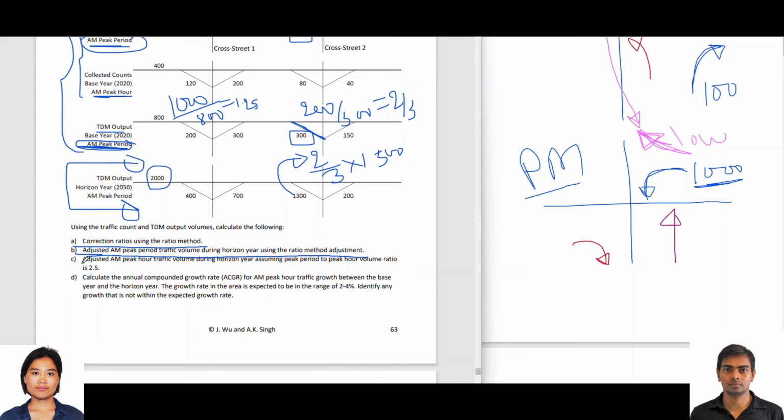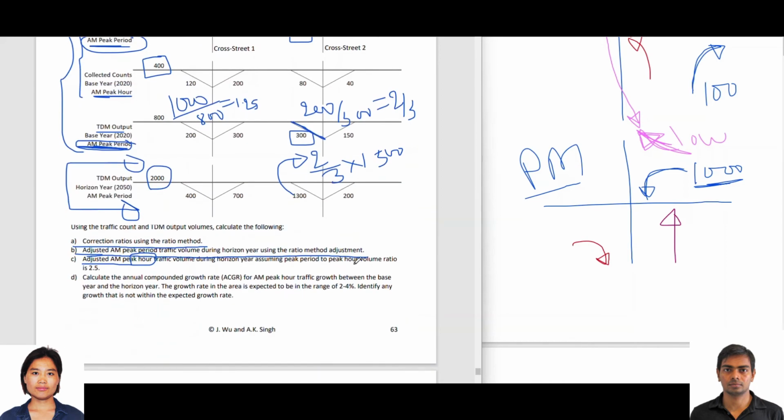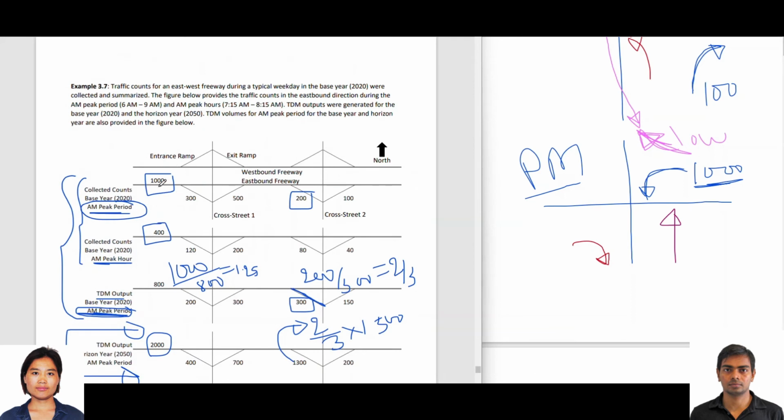Now the third part is to calculate the adjusted AM peak hour traffic. Now we are trying to convert period into hour. Usually we have a single conversion factor to convert peak period into peak hour, but here, since we have a lot of data, we can see in the AM peak period there were 1000 vehicles, but in the peak hour there were only 400. There is a single factor which is given as 2.5, so we don't need to figure out the ratio and try to adjust it.